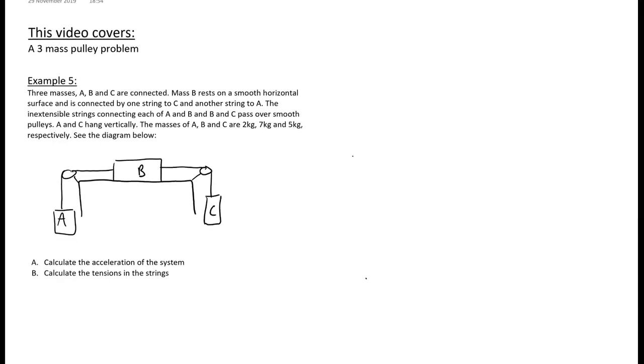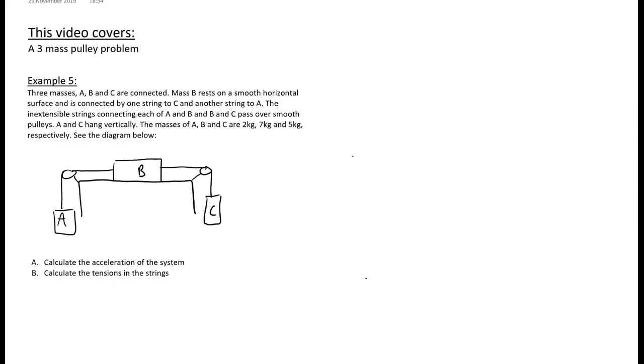Pulleys 5. This video covers a 3-mass pulley problem. You can see this in the picture below. So example 5: 3 masses A, B and C are connected. Mass B rests on a smooth horizontal surface and is connected by one string to C and another string to A. The inextensible strings connecting each of A and B and C pass over smooth pulleys.